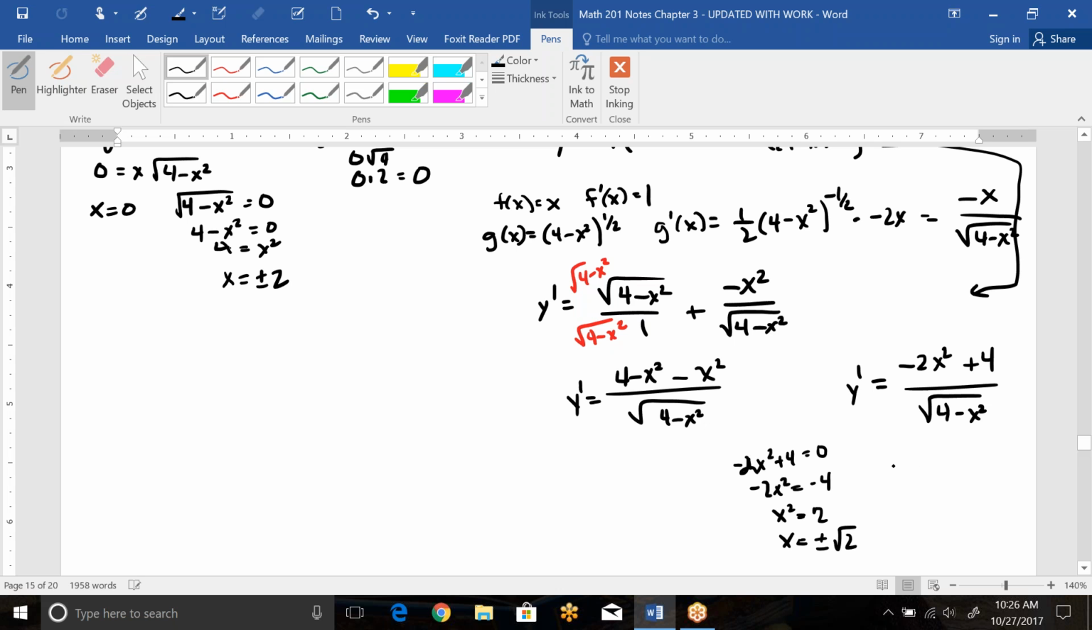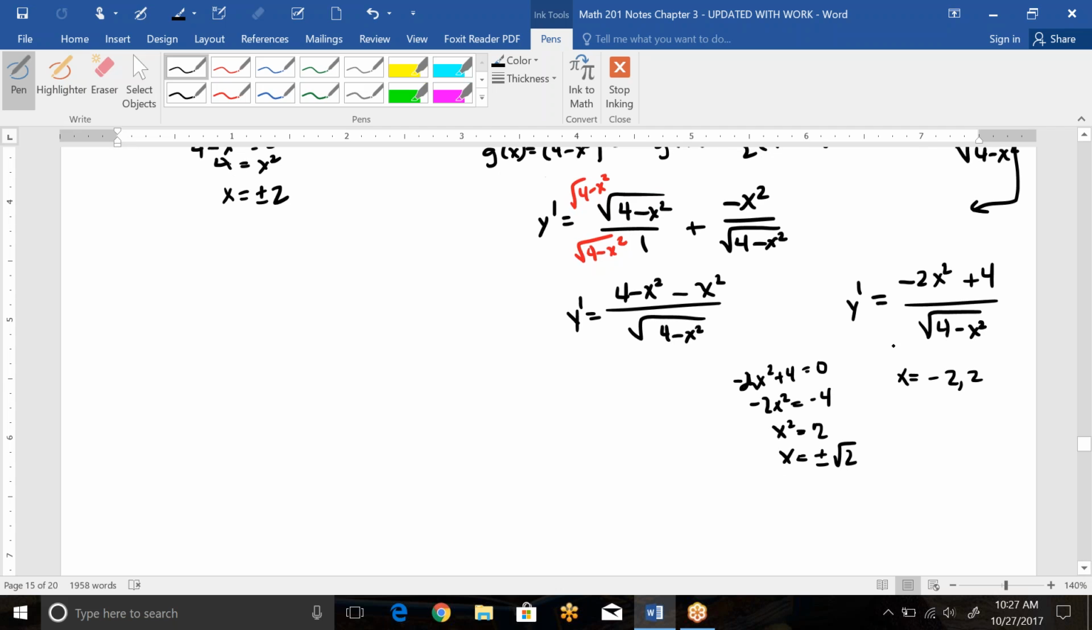For the bottom, x equals negative 2 and 2, because you would have to look at solving that equal to 0. They're undefined values, but they're not undefined in the original function, so they are critical values. So you have to remember, the only time this causes problems and you would not use them as critical values is if they were undefined values in the original function.